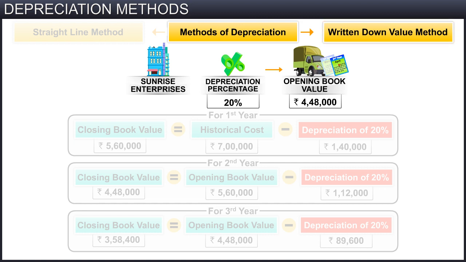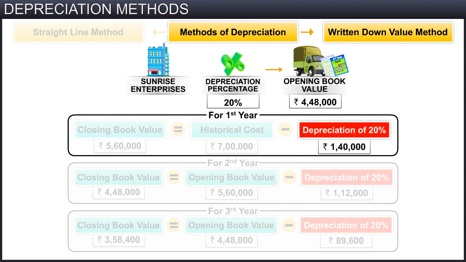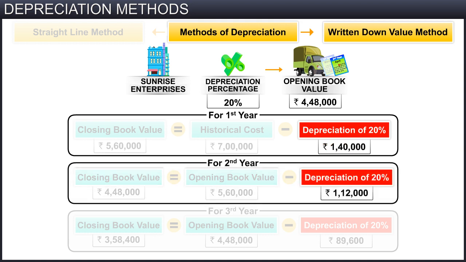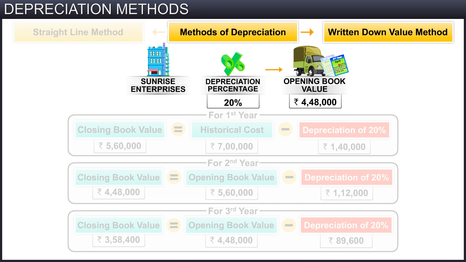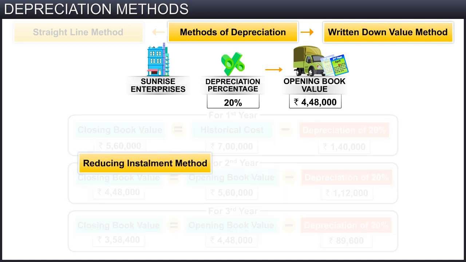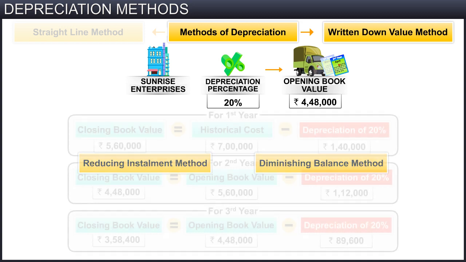Furthermore, you will observe that the calculated depreciation amount for the first year is 1,40,000 rupees. For the second year, it is 1,12,000 rupees. For the third year, it is 89,600 rupees, and so on. The amount of depreciation reduces year after year in this method. That is why we also call this method the reducing installment method, or diminishing balance method.